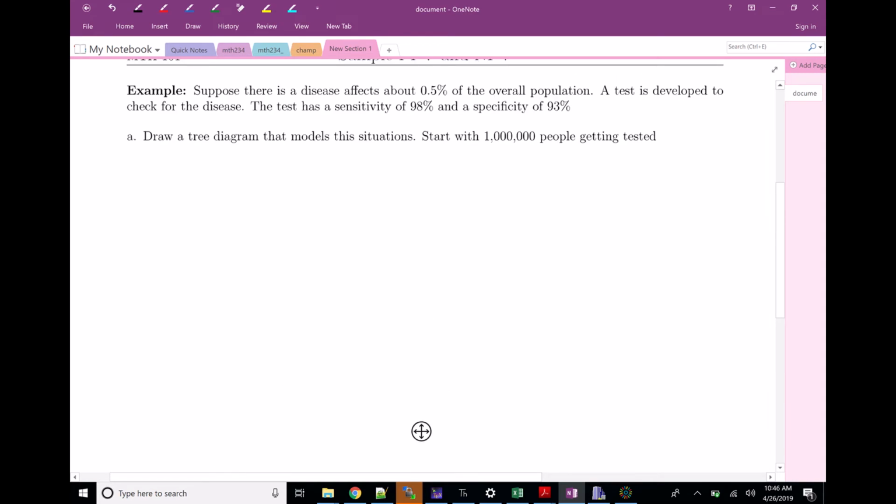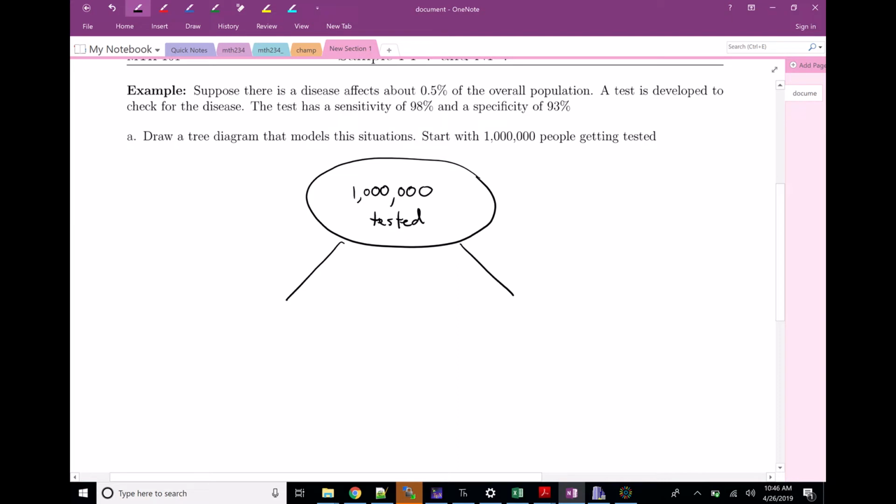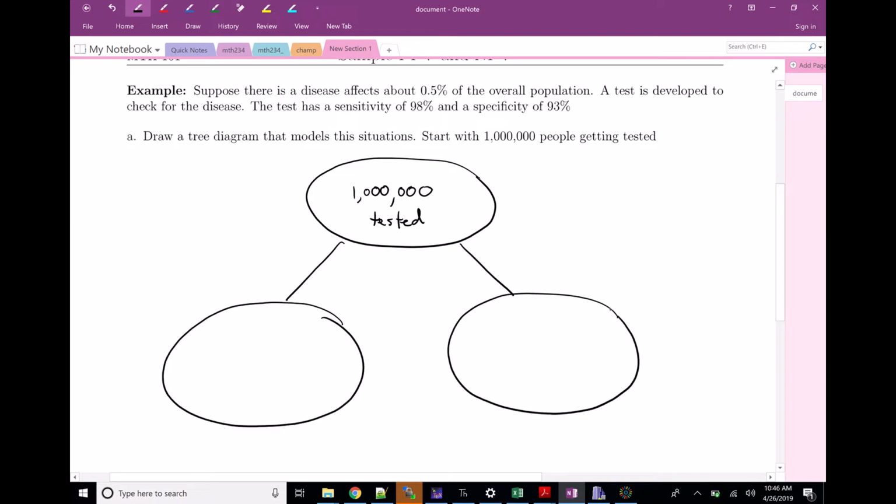So, okay. This specifies, right, we want to go ahead and start with 1 million people getting tested. And so I'm going to go ahead and draw out maybe at the very top. So we're starting off with 1 million people. Oops, already an extra comma, way too early. So, okay, 1 million people who are getting tested. This is what we're starting off with. And then we need to break this down into folks who actually have the condition and folks that do not.